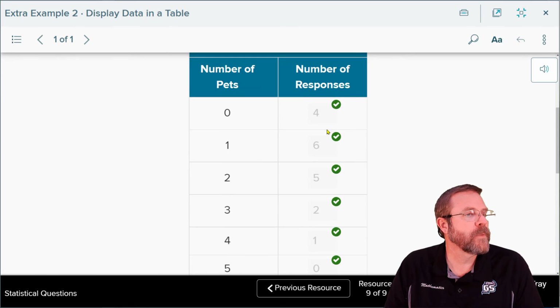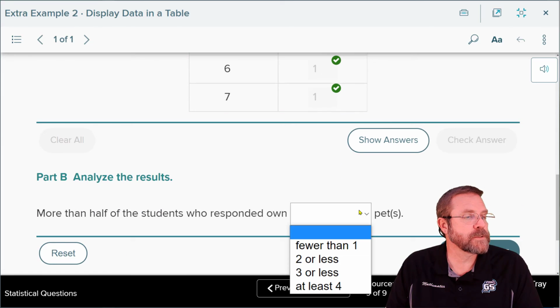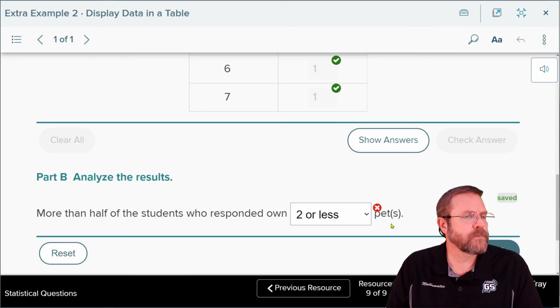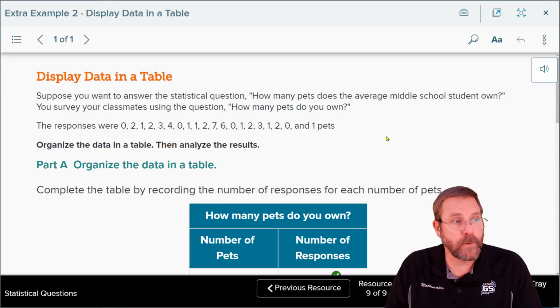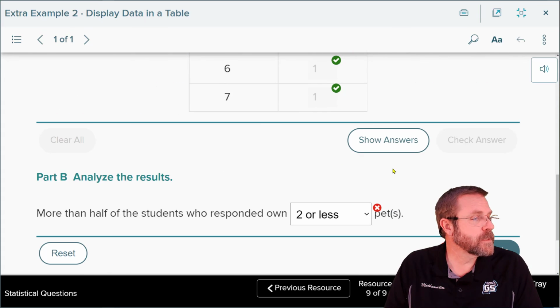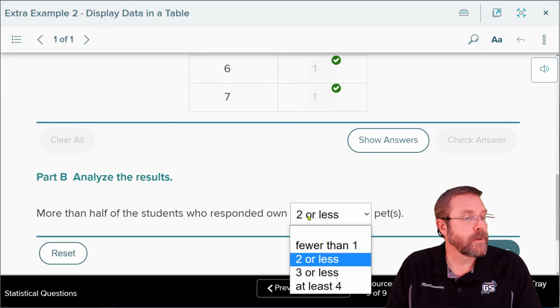Well, let's add them up. We have 4 and 6 is 10. And then so we would actually end up having to go to 2 pets or less, I believe. There you go, 2 pets or less. Well, let me look at that one more time. Did I miscount my people? There's 20 people there. And it does say half of 20 is 10. More than half of the students responded own fewer than 1. Nope. Less, 3 or less, 4 or less.